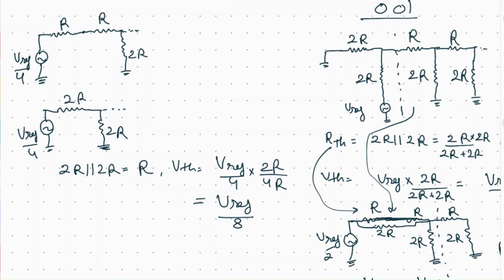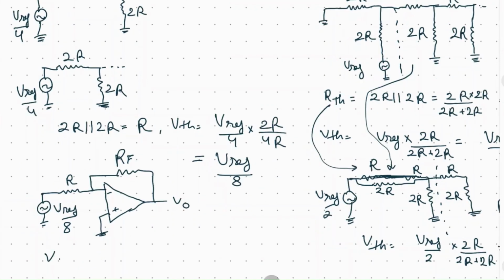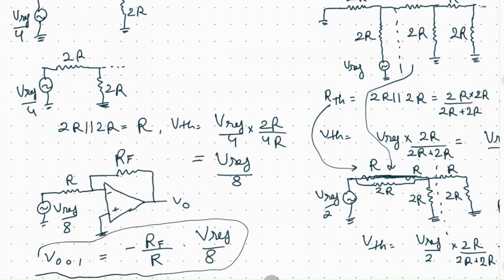So if we draw an equivalent circuit with the op amp, it will be an op amp with a feedback resistance RF, an equivalent resistance which comes out to be R, and a voltage which is V reference by 8. So the output voltage for the code corresponding to 001 will be minus RF upon R, times V reference by 8.